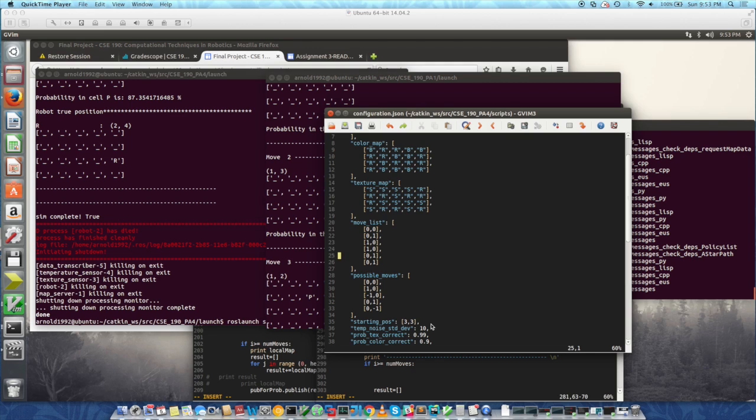The color sensor works by having each cell either painted blue as B or red as R. And the color sensor has a probability of P, which in this case would be 0.9, of reporting the correct color. But with the probability 1 minus P, in this case 0.1, it will return the opposite color. Which means if the cell is red, with probability 1 minus P, it will return blue, and vice versa.